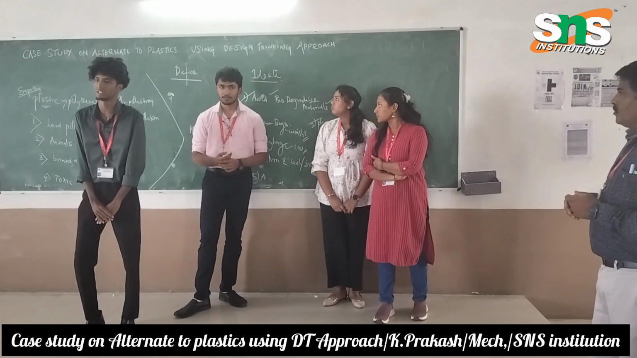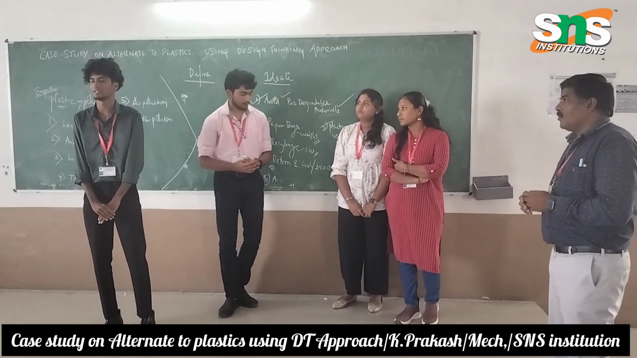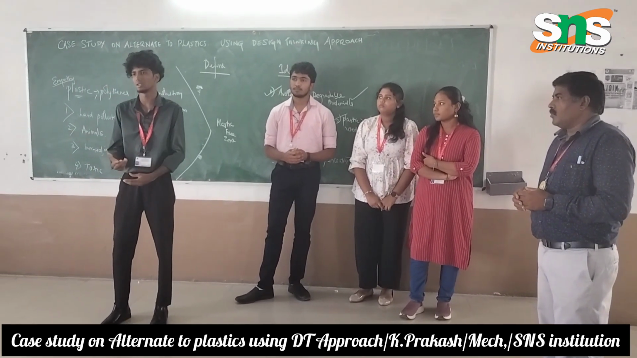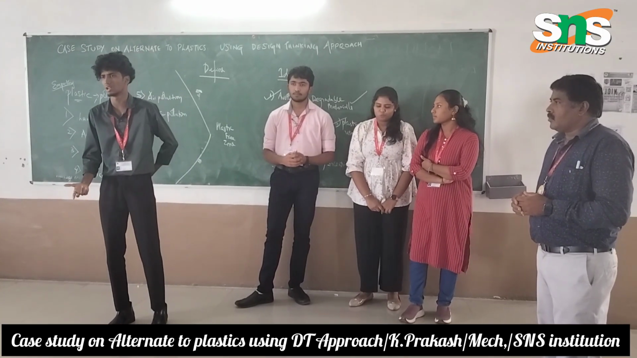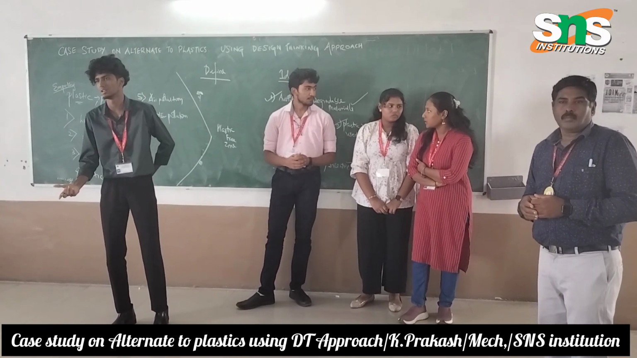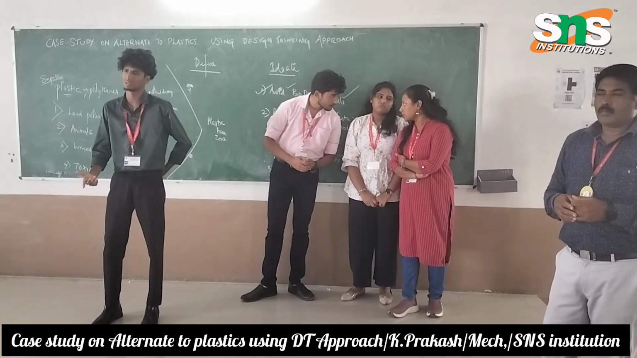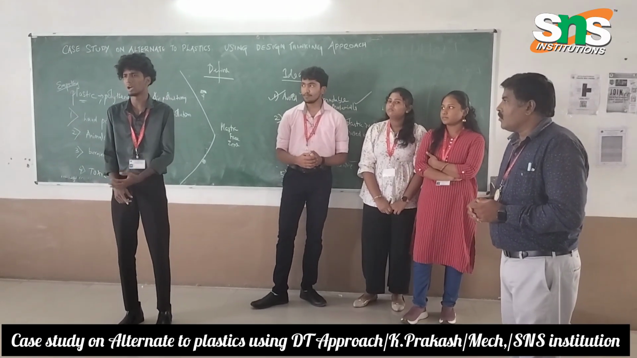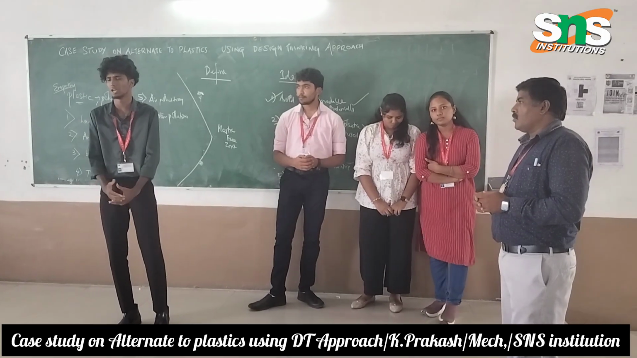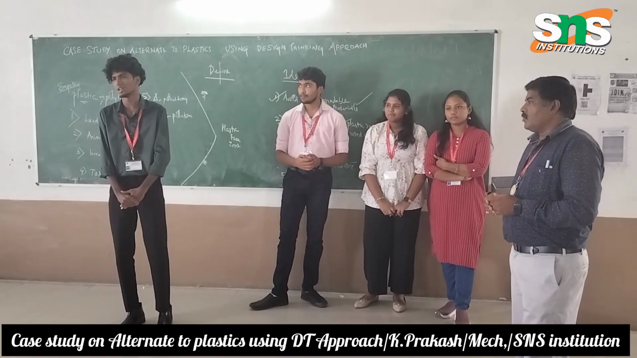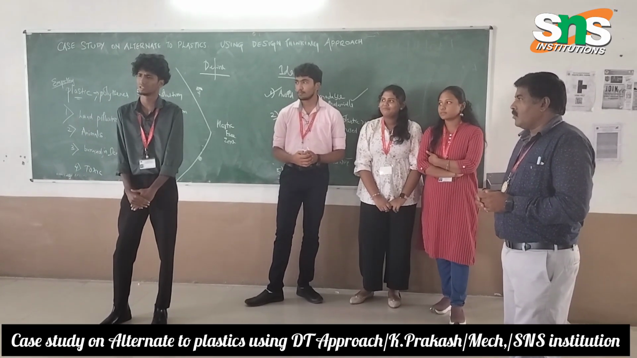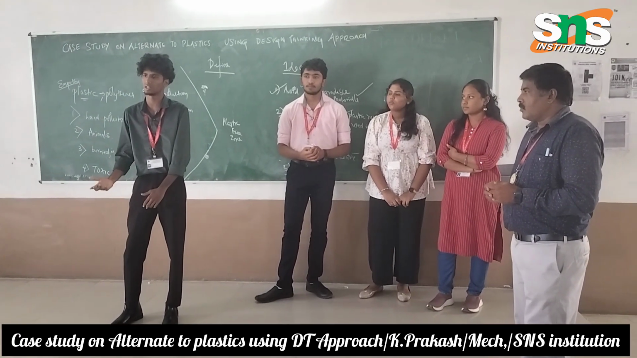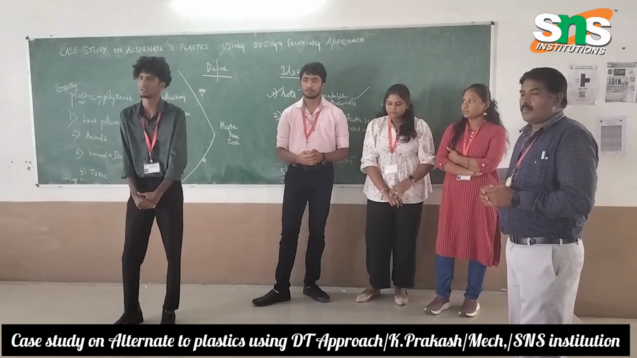Hello, I'm Mohammed Jafar. I'm going to tell you about the idea of alternate to plastics. We can use reusable plastic bottles and containers instead of single-use plastics. We can use bamboo, wood and glass for household materials. And silicone is an alternative to plastic. Silicone is a safer and more reliable product.